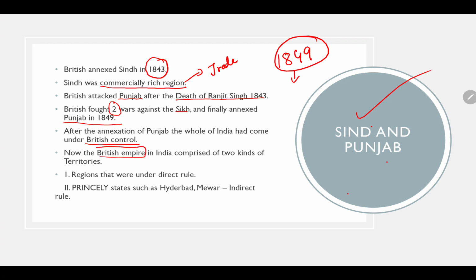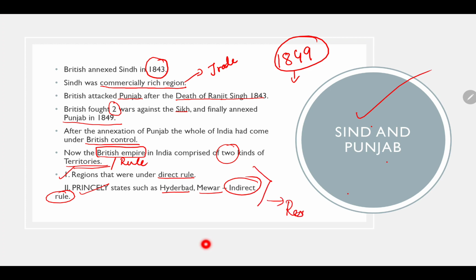Now the British Empire in India comprised two kinds of territories. India was ruled by two categories. First was the regions that were under direct rule, and the other was the regions under indirect rule, which can be called princely states, such as Hyderabad and Mewar. So this was the ultimate result of how the British finally annexed the whole of India's states or provinces, directly or indirectly.